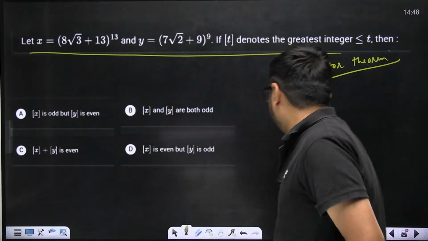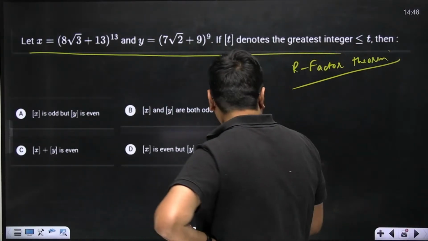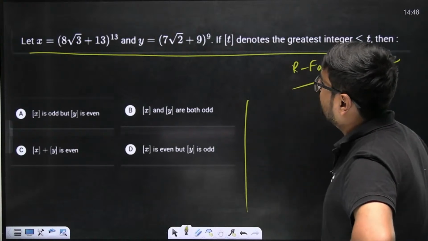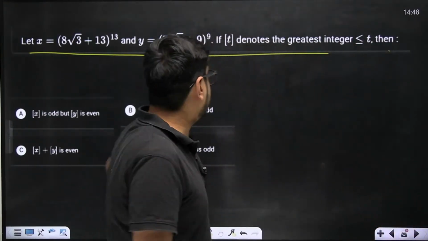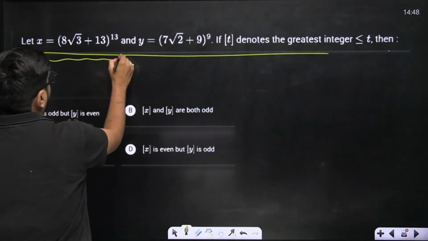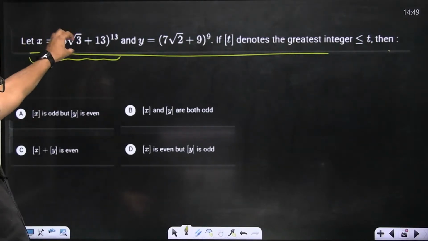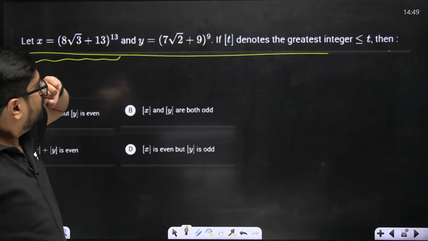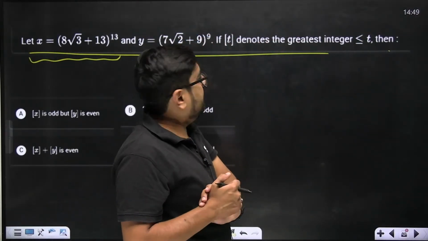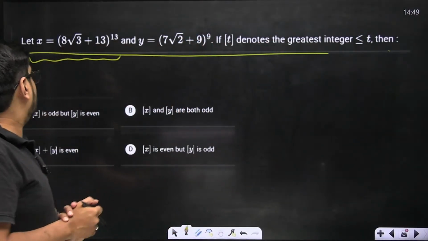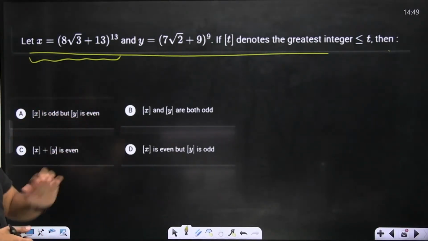Okay, so let's see how we can use the R factor theorem over here. How to use the R factor theorem? 8 root 3 plus 13. Okay, I'll show you for x, right? I'll show you for this part, and you'll be able to do it for the y part. What do we have to do? We have to say x is this, x is some expansion, okay? And if t denotes the greatest integer less than t, then integer part of x is odd, but integer part of y is even.